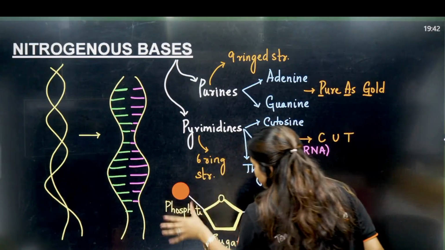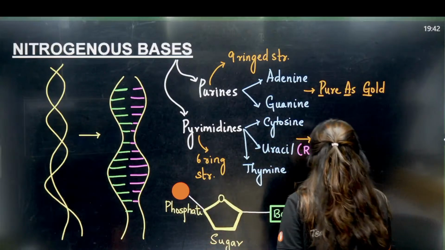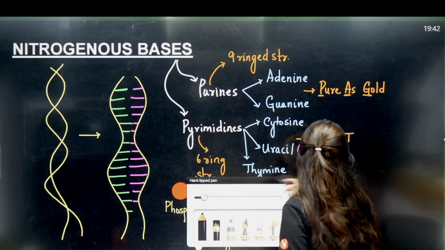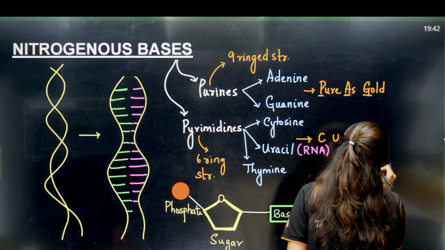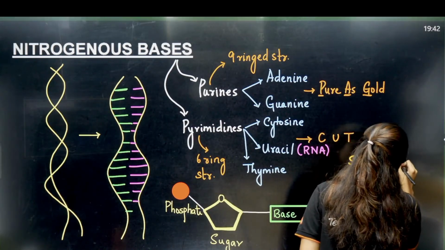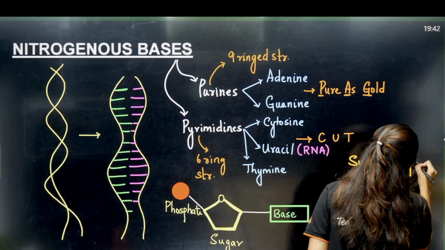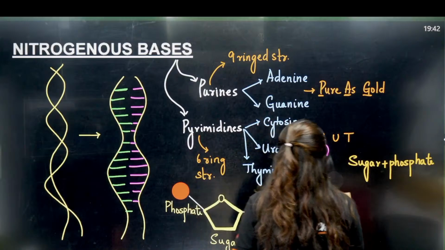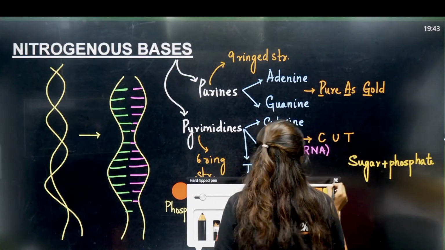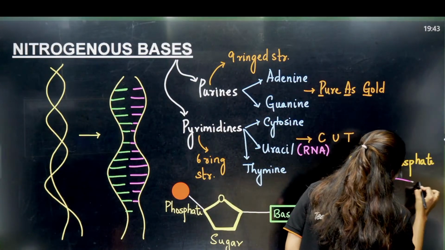Now, students, since you see this, remember, very important, that your sugar plus phosphate is going to make the backbone of DNA. What is it going to make? The backbone of DNA.